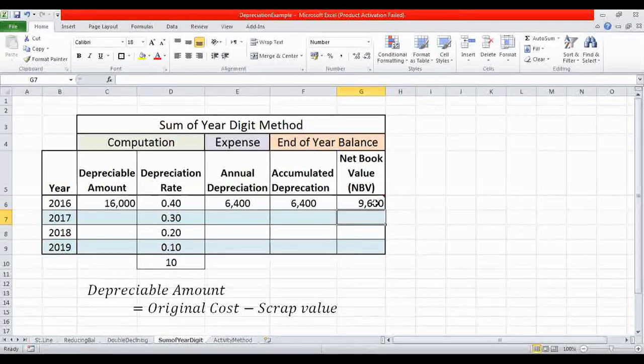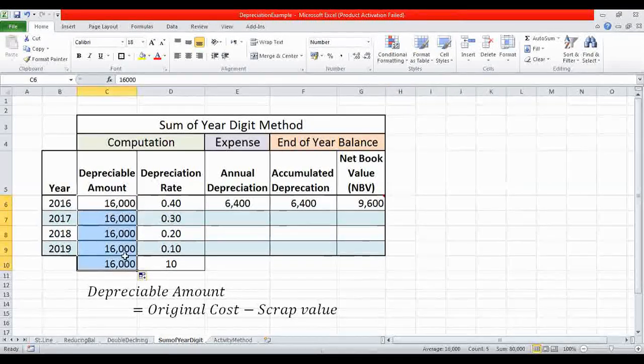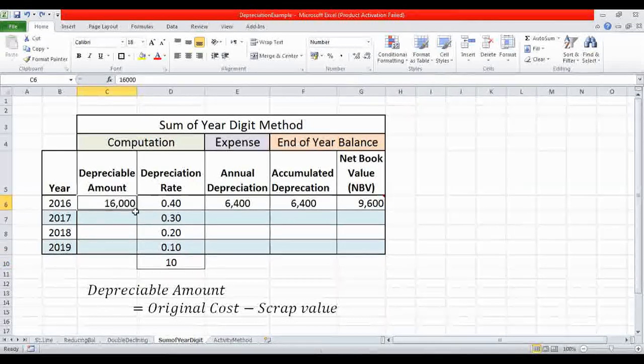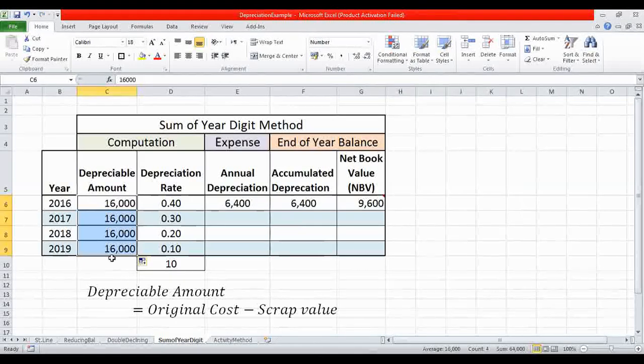Now in this method, we will not take this closing balance to the next year's opening balance. Rather, we are going to use the same 16,000 for all the years. So 16,000 again, the formula remains the same. So let's do this. It is going to give us 4,800.